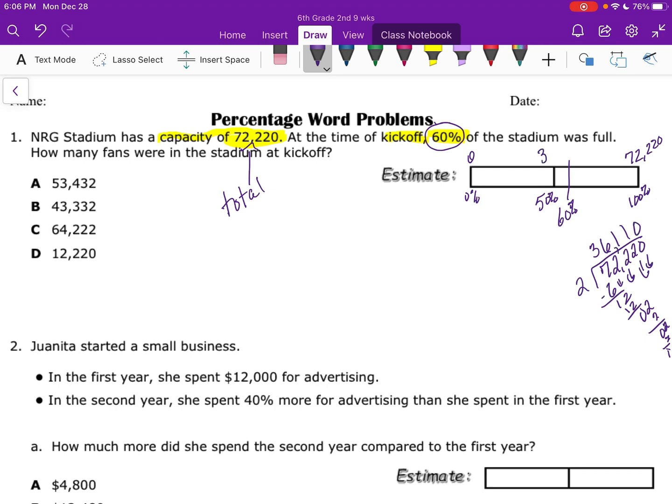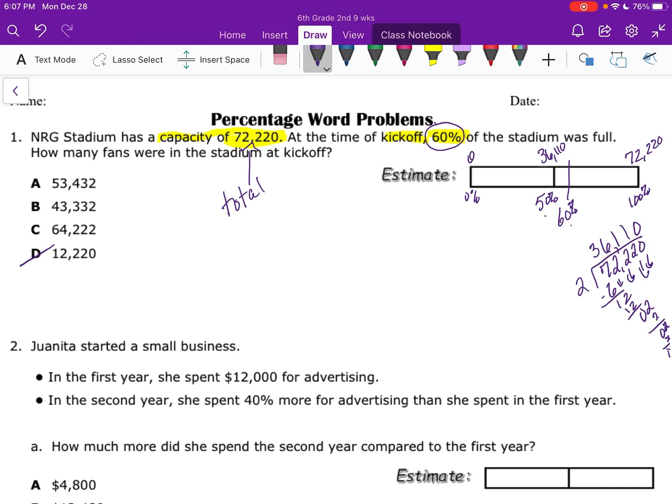Okay, so it's going to be 36,110. Okay, so that means 60% is more than 50%, right? So that means our answer has got to be more than 36,110. Okay, so look at our answer choices. Which ones can we eliminate? Yeah, we can eliminate D because D is not greater than 36,000, right? Is it going to be a lot bigger than 36,000 or just a little bit bigger? Yeah, it's just going to be a little bit bigger.